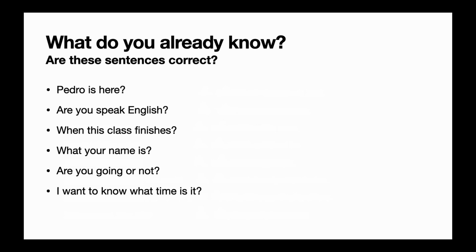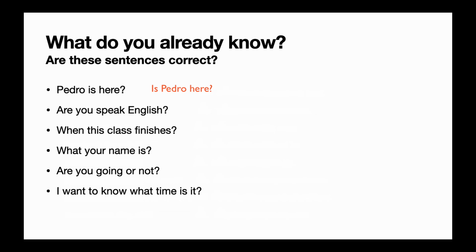Let's return to the questions that we asked in the beginning to see what you've learned and what you already knew. So what's wrong with these sentences? Pedro is here. Should be, is Pedro here? Because we need to start a question with our helping verb.